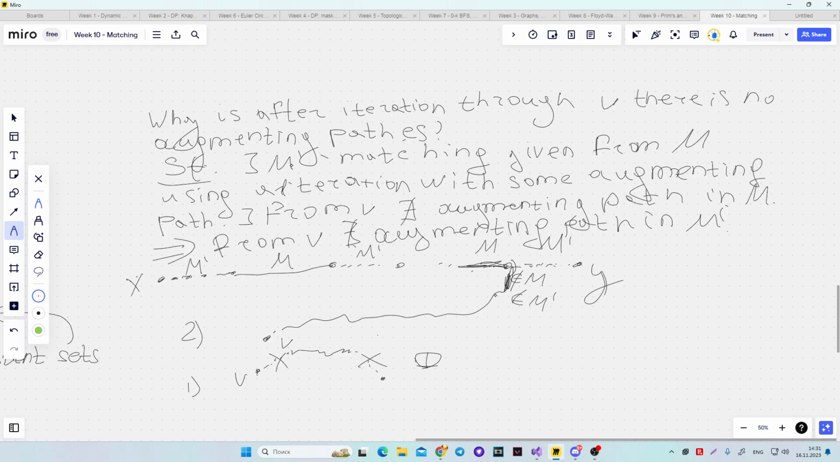This edge doesn't belong to M and doesn't belong to M prime 2. And we get that we can continue if we find this path. One second.